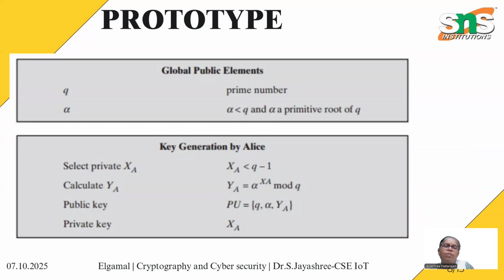Then calculate YA. YA equals alpha to the power XA mod q. From that, you can generate the public key. What is my public key? q, alpha, YA. This is my public key. What is my private key? XA, which we randomly selected, that is less than q minus 1. This is the key generation part on the Alice side.